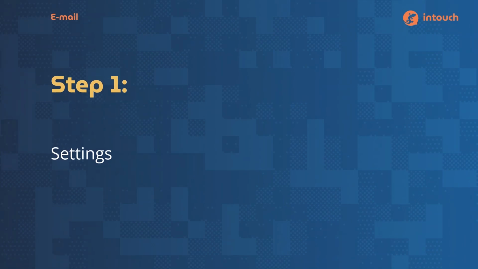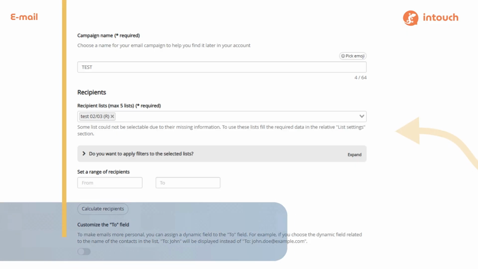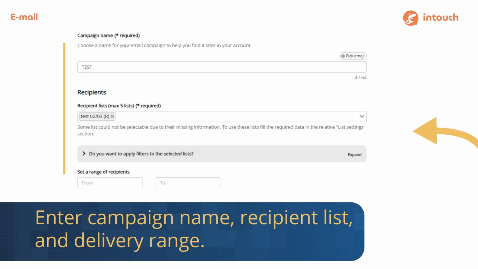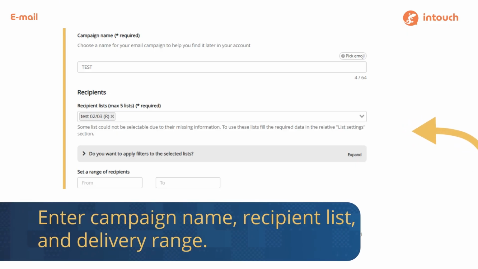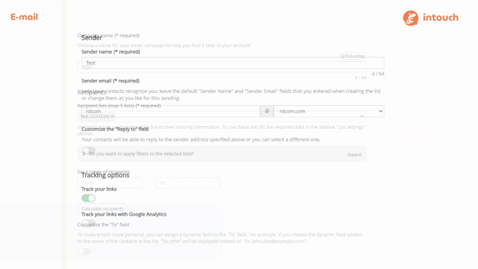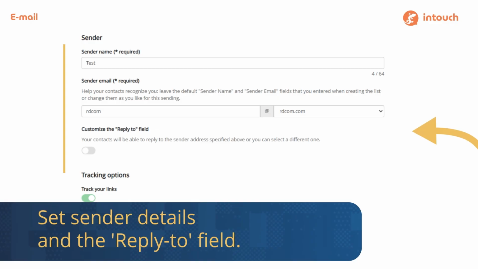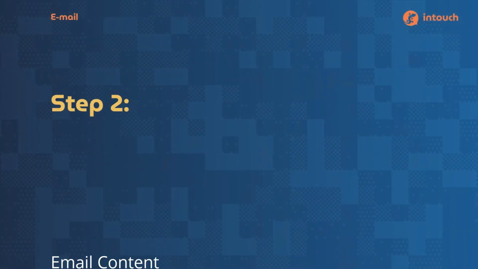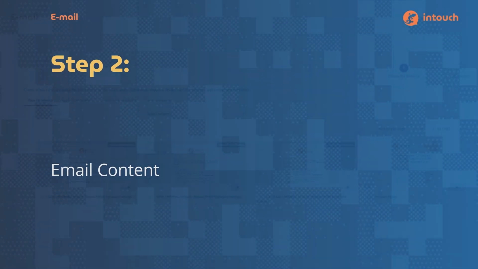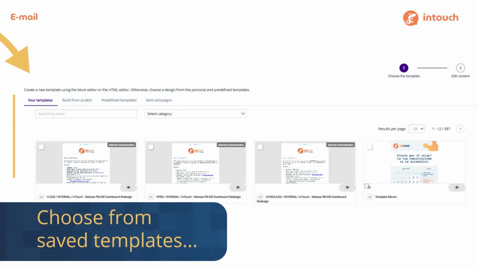In the first stage, you'll enter the name of the campaign, select a recipient list that's already been uploaded to the platform, set an optional delivery window, and define sender details such as name, email, and reply to information. Once that's done, move on to the next step, where you can choose how to build your email.